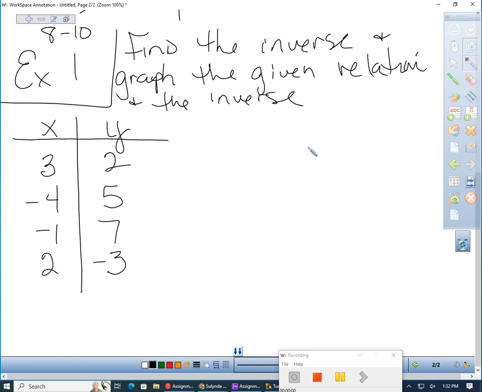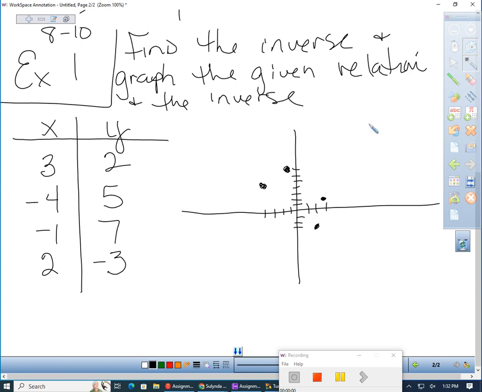Okay, so this is my original one. I'm going to go ahead and plot these points. So I would plot 3, 2. So 1, 2, 3, 2. Here's my first one. Then I have negative 4, 5. 1, 2, 3, 4. Up 5. Negative 1, 7. And 2, negative 3. So you'll notice I have 4 points there, right?